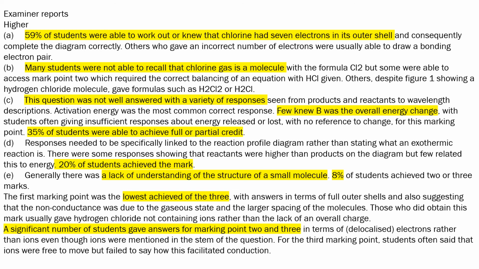The first marking point was the lowest achieved of the 3, with answers in terms of full outer shells and also suggesting that the non-conductance was due to the gaseous state and the larger spacing of the molecules. Those who did obtain this mark usually gave hydrogen chloride not containing ions rather than the lack of an overall charge. A significant number of students gave answers for marking point 2 and 3 in terms of delocalized electrons rather than the ions, even though ions were mentioned in the stem of the question. So they gave you the clues.